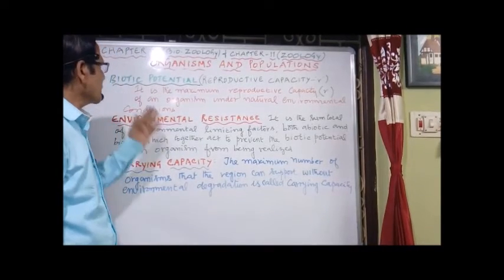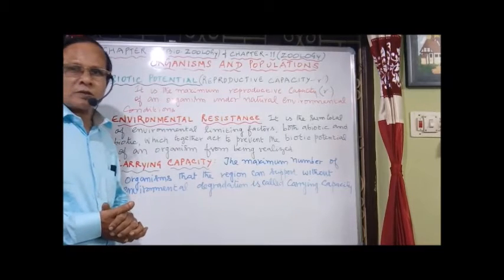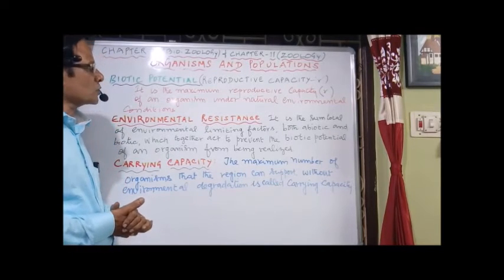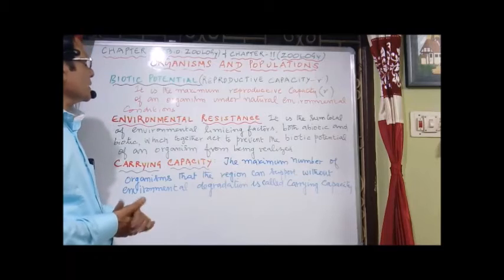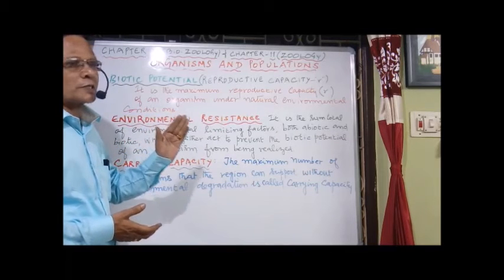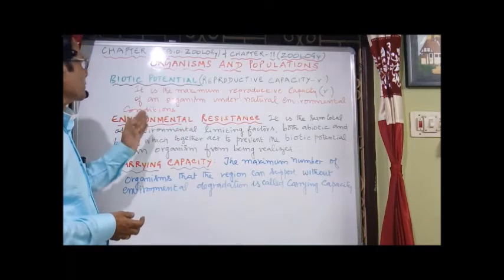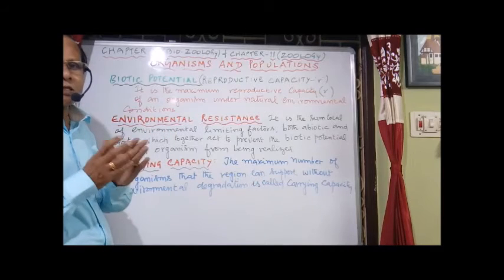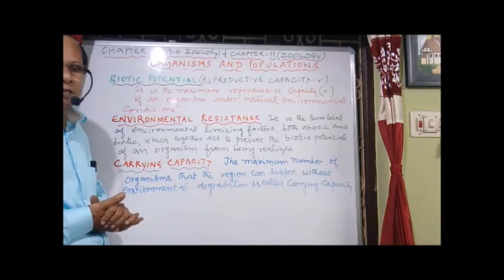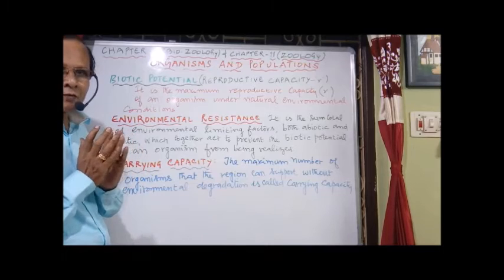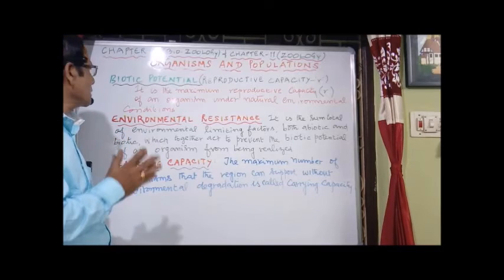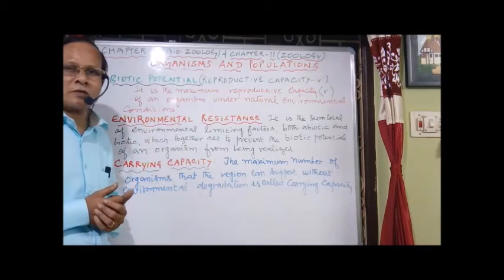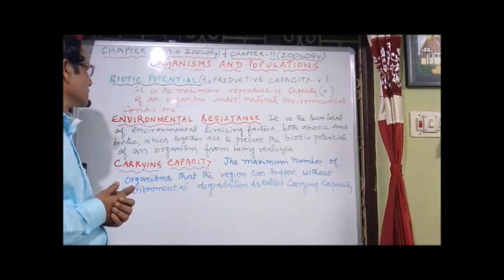Now let's see what is biotic potential, otherwise called reproductive capacity, equal to small r. It is the maximum reproductive capacity, represented by r, of an organism under natural environmental conditions, and that is called biotic potential.